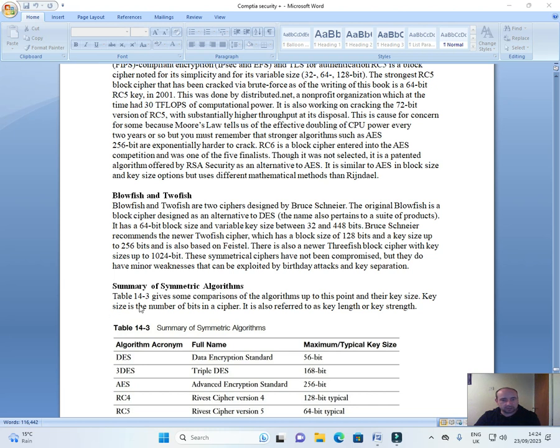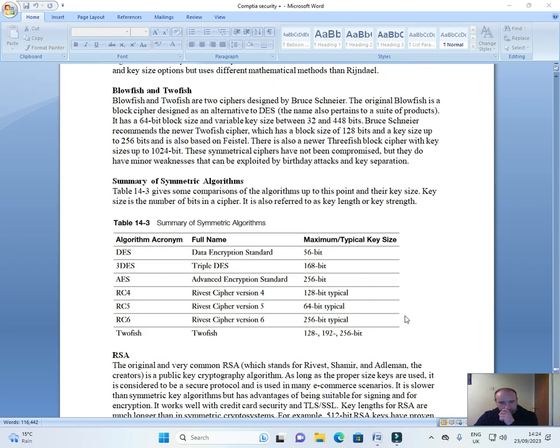Summary of symmetric algorithms. Table 14.3 gives some comparisons of the algorithms up to this point and their key size. Key size is the number of bits in a cipher. It is also referred to as key length or key strength. DES, Data Encryption Standard, 56-bit. 3DES, Triple DES, 168-bit. AES, Advanced Encryption Standard, 256-bit.